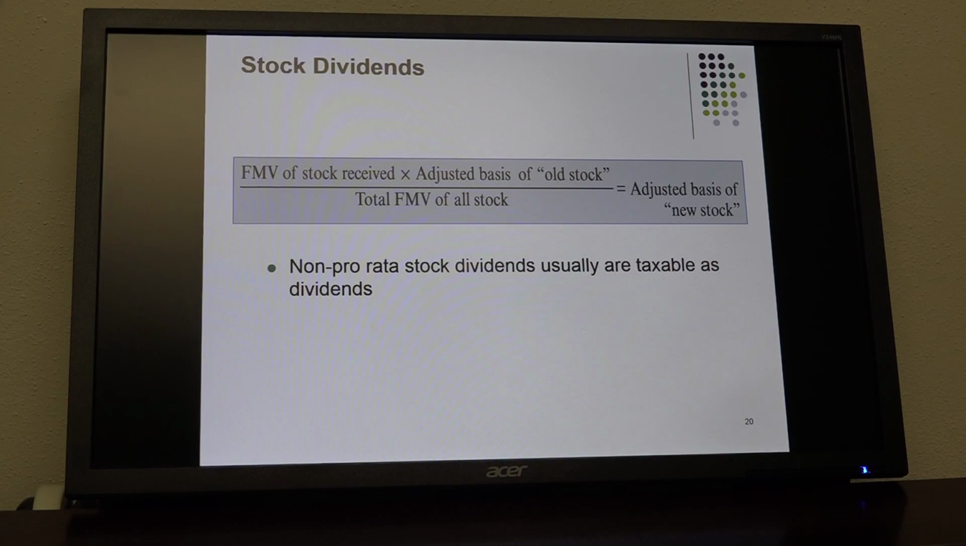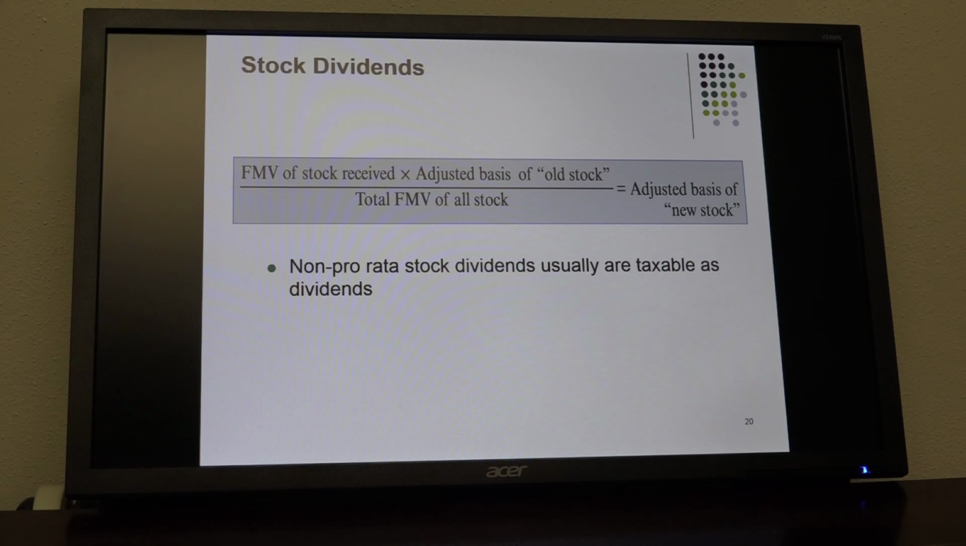Now note here that non-pro rata stock dividends are taxable. So what is a non-pro rata stock dividend? Well, let's say that the corporation offers shareholders either cash or stock. So they have their choice.